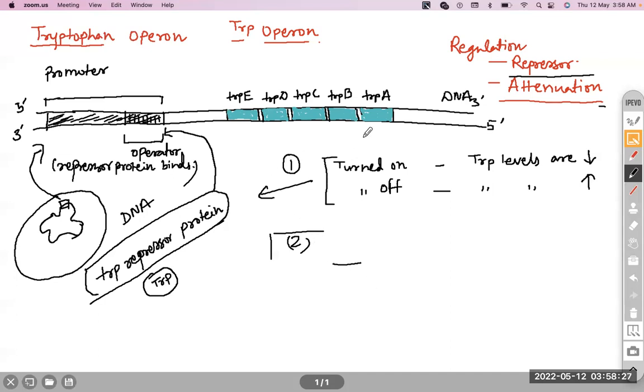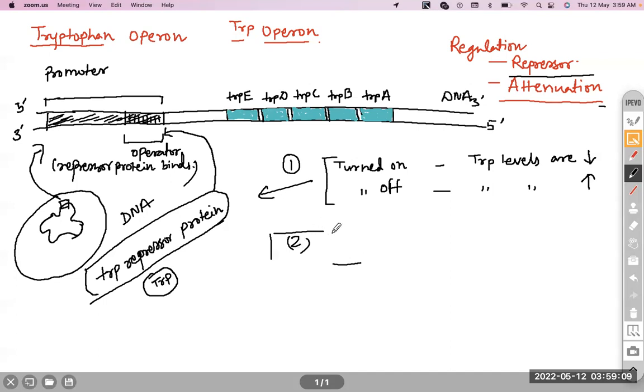And these 5 genes are located next to each other. Okay, and we study them as a group in which there is one promoter and one operator region. So this whole gene cluster is regulated by this single promoter. So this is one operon, and the name is TRP operon or tryptophan operon.